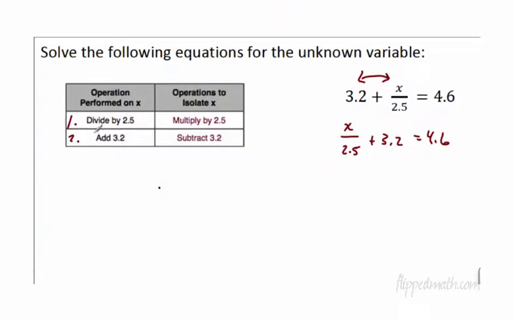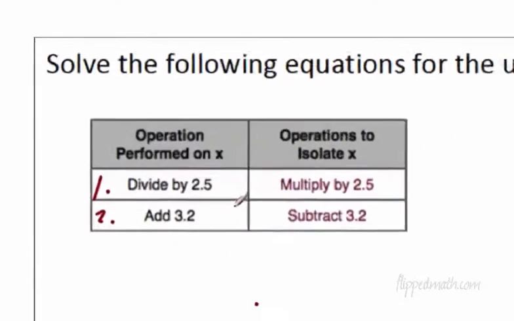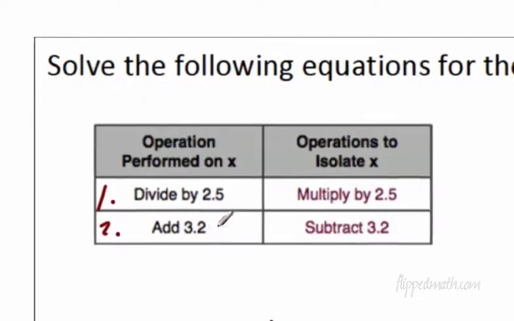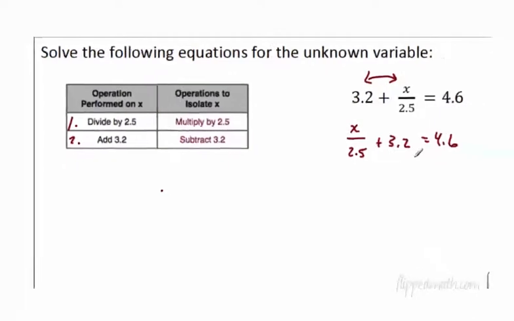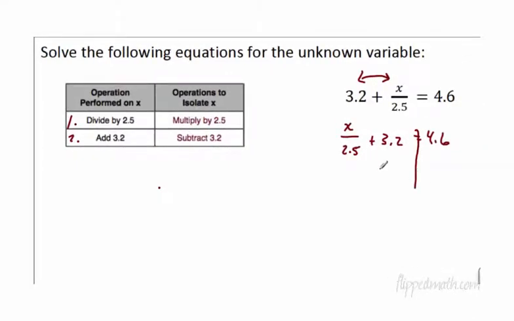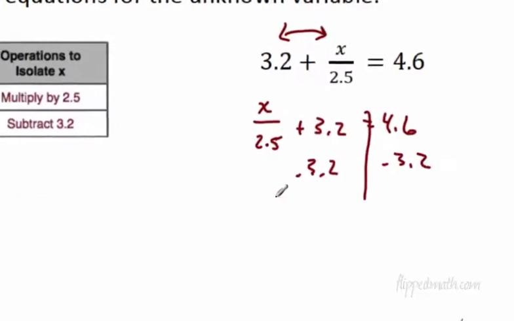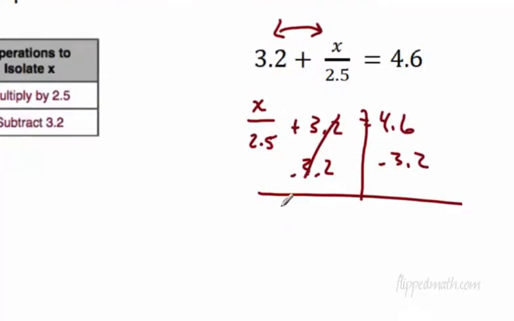First step, divide by 2.5. Second, add 3.2. The opposites we're going to use to isolate x, or solve for x, are to subtract 3.2, which undoes the second step, and then multiply by 2.5. So the line goes down the equal sign. We subtract 3.2 from each side. Minus 3.2. Draw the line, and they cancel. Again, we read it left to right like a book. The x over 2.5 comes down.